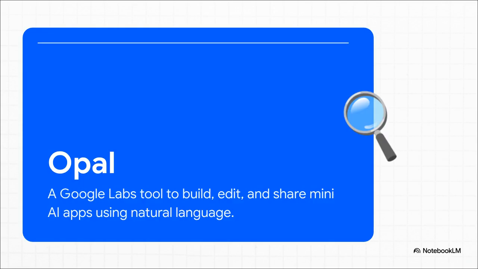So this is the official line from Google Labs. And the most important part of that sentence is using natural language. The whole idea is that instead of needing to know how to code or drag and drop a million different boxes, you just talk to it. You tell it what you want to build. I mean, that alone could completely change who gets to create software.